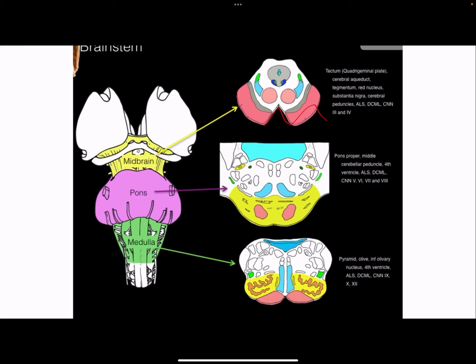But maybe it sticks. Olivary nucleus, boom. I know I'm in the medulla. Also, we see this tiny little cerebral aqueduct. We're probably in the midbrain. We see these larger ones. We know that we're in the pons or the medulla over here.